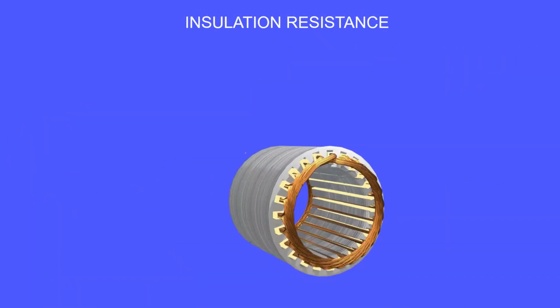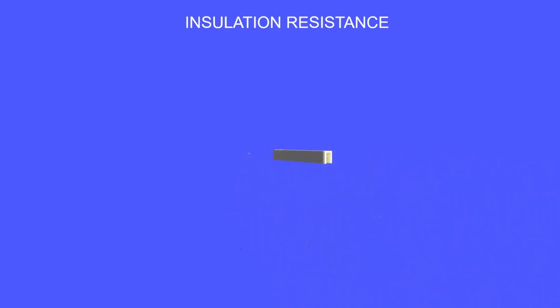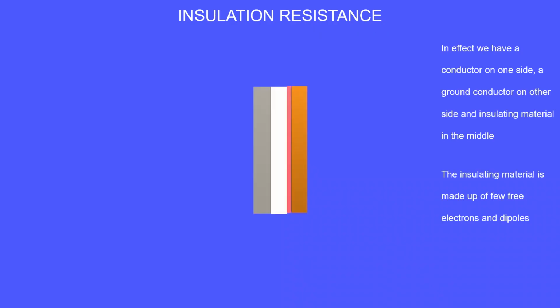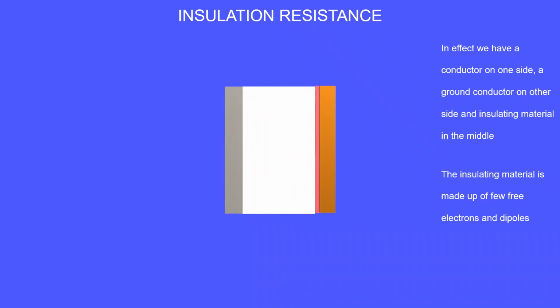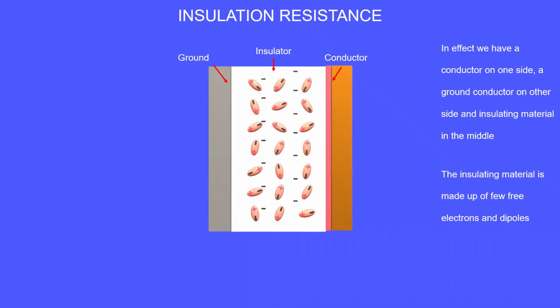As seen here, the insulation between the copper conductor and the core is the enamel coating surrounding the turn insulation and Nomex slot liner. In effect, we have a conductor on one side, a ground conductor on the other side, and insulating material in the middle. The insulation includes some free electrons as well as molecules known as dipoles.